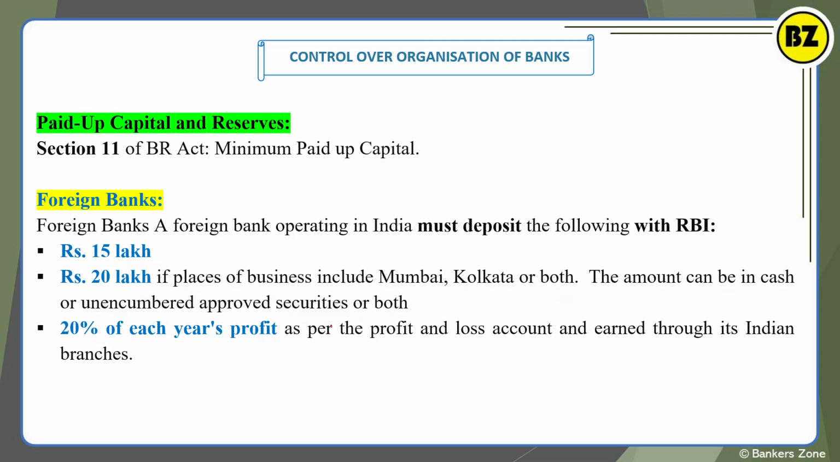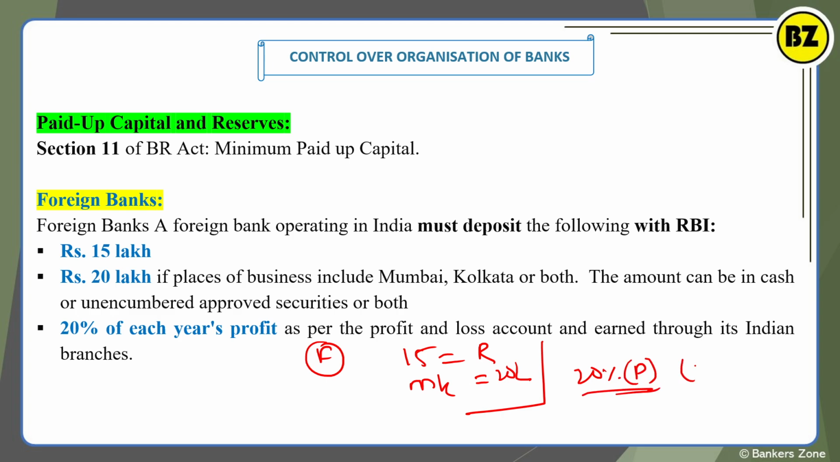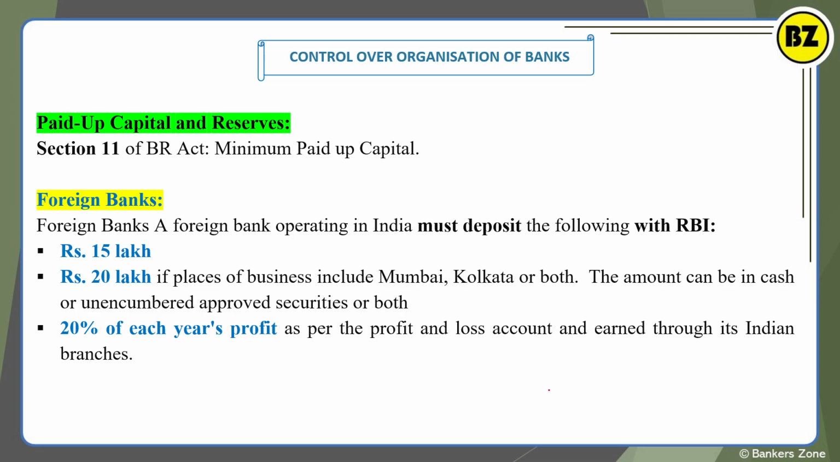So, very simple. First, any foreign bank that wants to open in India should deposit 15 lakh with RBI. Apart from that, if they want to do business in Mumbai, Kolkata or both, they have to deposit an additional 5 lakh, so 20 lakh rupees in total. Apart from that, 20% of the profit they earn through the branches in India, they have to deposit with the RBI. So remember these 3 criteria from the exam point of view.